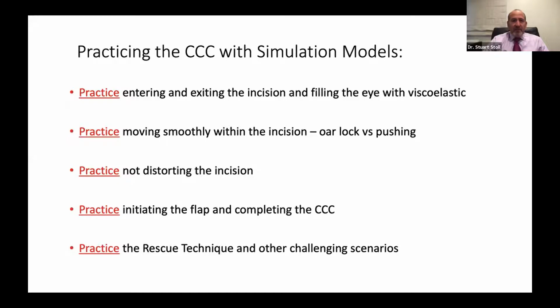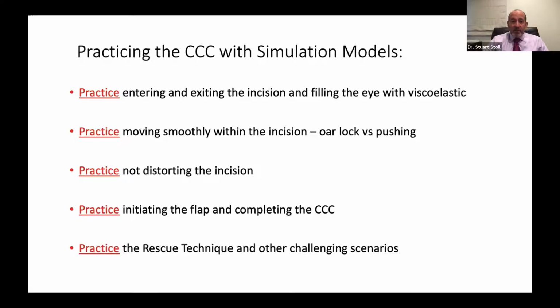So in practicing CCC with simulation models, you can practice all the different steps. You can practice entering and exiting the incision and filling the eye with viscoelastic. You can practice moving smoothly within the incision. We're going to talk about oar-lock versus pushing on the incision. You want to practice not distorting the incision because you don't want to lose viscoelastic. You can practice initiating the flap and then completing the CCC, doing that with a cystotome or forceps. And you want to practice the rescue technique and other challenging scenarios.